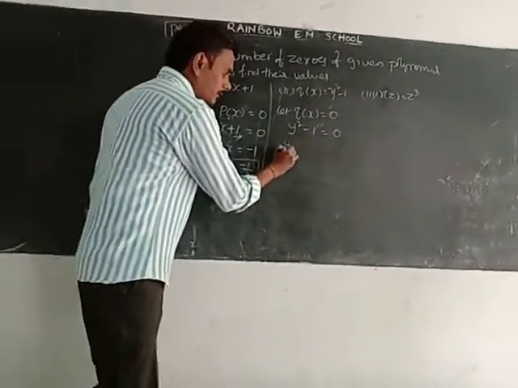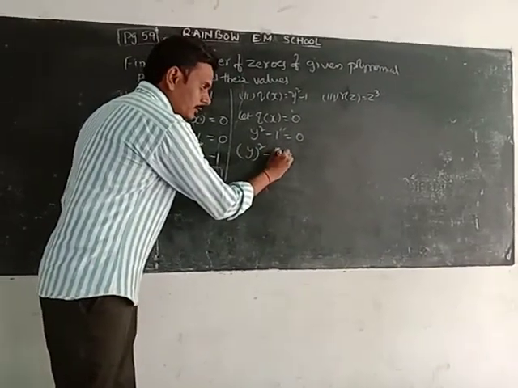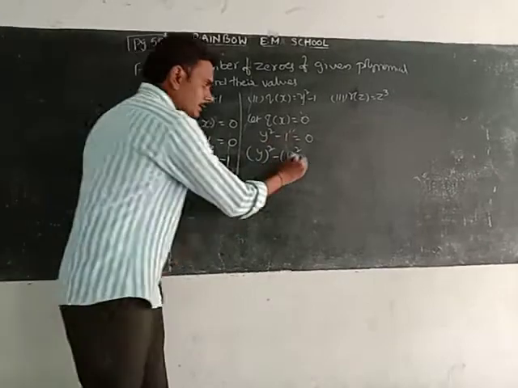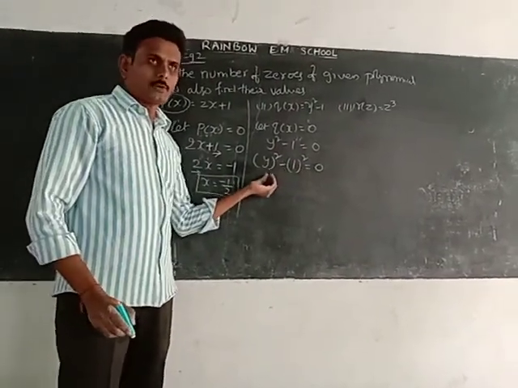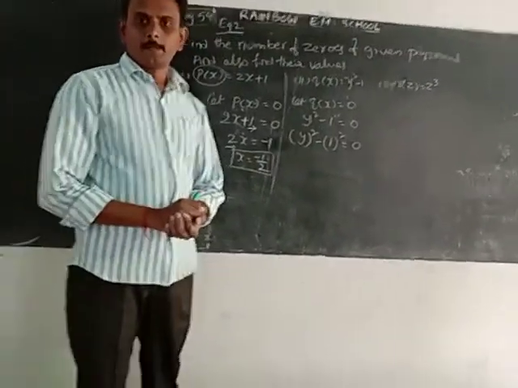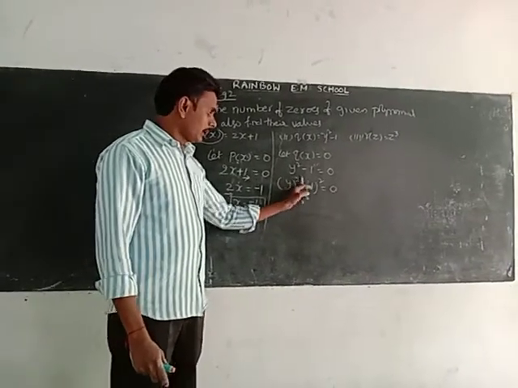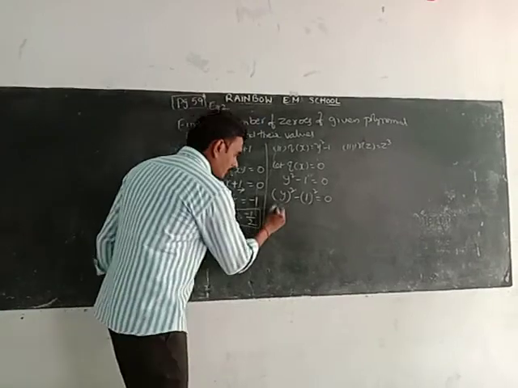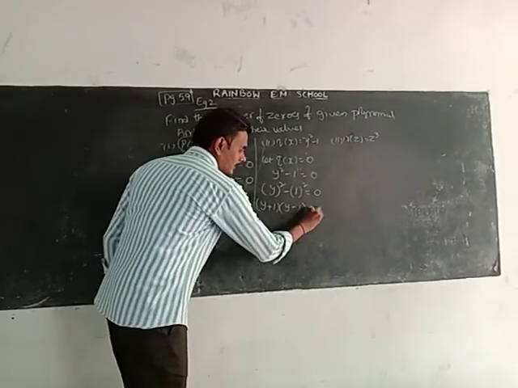We can write 1 also in square form, 1 square, which is 1 only. So y square minus 1 square equal to 0. It is in the form of a square minus b square, where a value is y and b value is 1. A square minus b square equals a plus b into a minus b. So we can write y plus 1 into y minus 1 equal to 0.